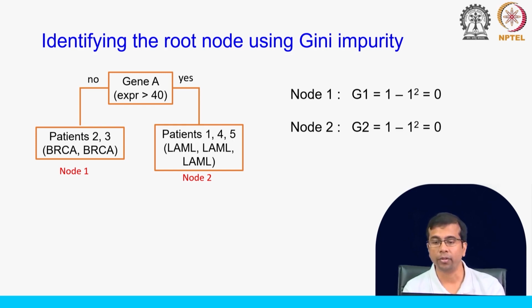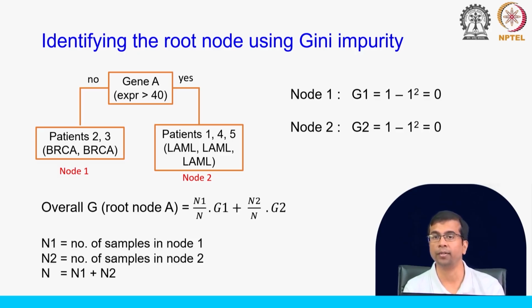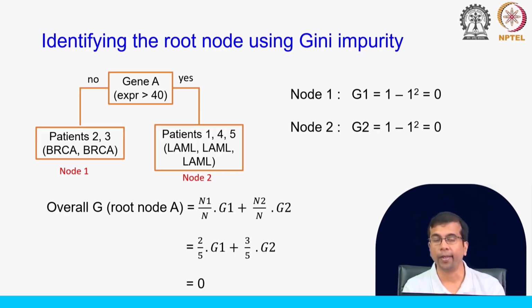How do you calculate this overall G? If we take A as the root node, it is given by this formula: N1 by N times G1 plus N2 by N times G2. N1 is the number of samples in node 1, N2 is the number of samples in node 2, and N is simply N1 plus N2, the total number of samples that we have. Let us put this formula, and here everything is 0, so it does not really matter. So, 2 by 5 times G1 plus 3 by 5 times G2, and G1, G2 will be 0. So, the overall G is 0. If we choose A as the root node and the criteria as expression of gene A greater than 40, the overall gene impurity is 0.